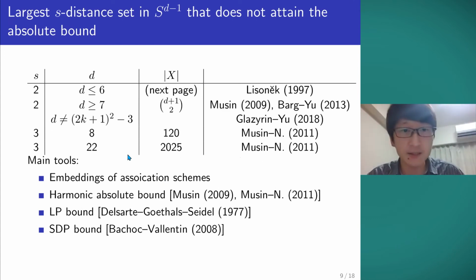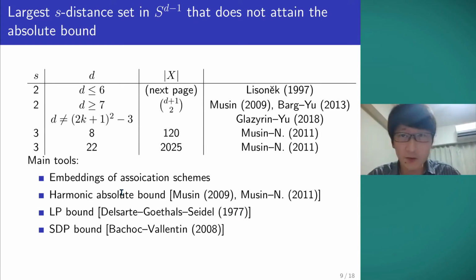So these are a list of the largest s-distance sets that do not attain the absolute bound. So like this, in particular, for s equal to 2, for almost all dimensions, we can determine the largest size of a 2-distance set. Actually, d+1 choose 2, that's the embedding of the Johnson association scheme. So finally, gradually you solved this one. Yeah, that's a very good result.